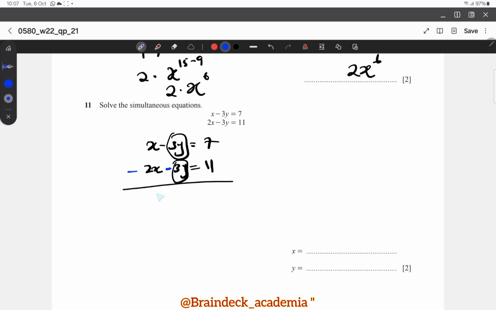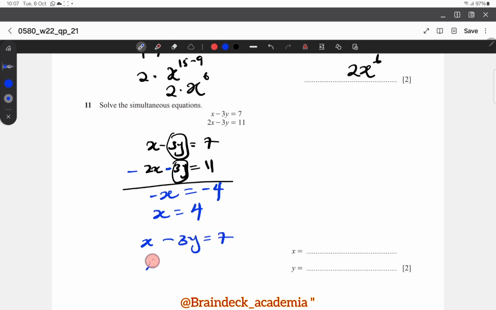So x minus 2x will give me minus x. Minus 3y, minus times minus is plus, plus 3y is 0, so equals 7 minus 11, which gives minus 4. To remove this minus here, I'll multiply both sides by minus, so x is 4. If x is 4, substitute the value of x into equation 1.